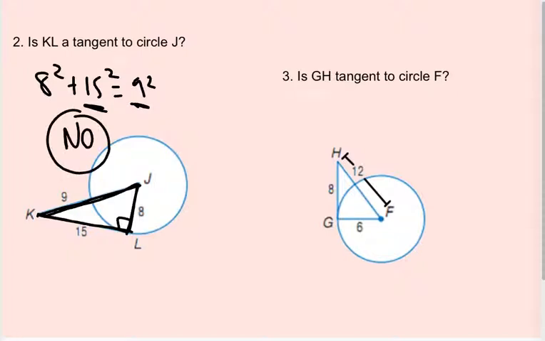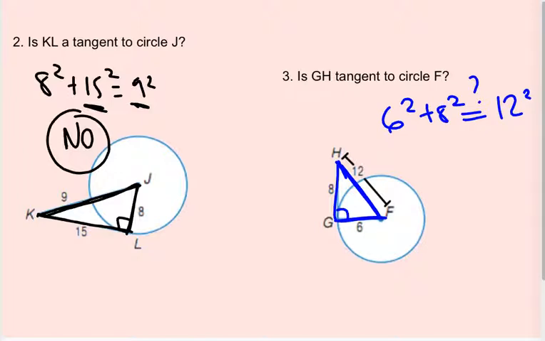Take a look here. 6, 8, and 12. Is that going to be tangent? Well, if that's tangent, then that's got to be a right angle. If this is 6, this is 8, this is 12: 6 squared plus 8 squared, does that equal 12 squared? Well, 36 plus 64 is 100. That does not equal 144. So no, it's not tangent.